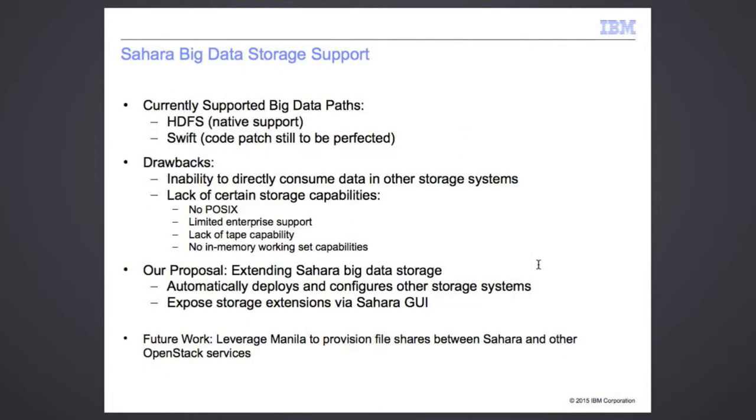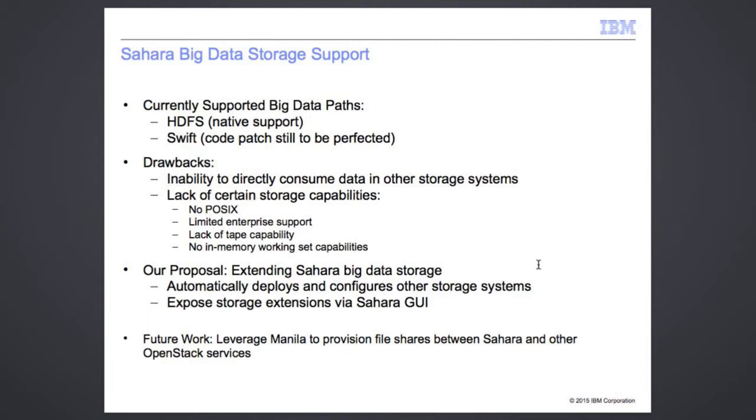Now, why do we need additional data storage support in Sahara? It's because currently it only supports 2 big data storage models. One is the HDFS, a lot of people would know that, and then we have the object storage called Swift. There are drawbacks with having just 2 models, because what if you have existing data in other storage systems? You cannot really use Sahara to bring up a cluster to process data in those environments.